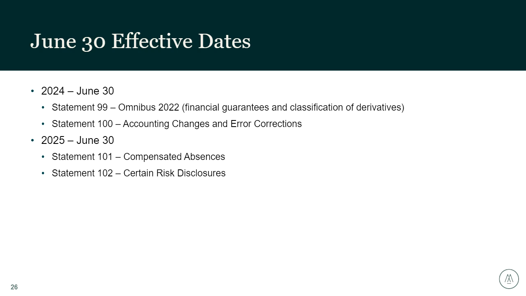Two significant statements will be effective June 30, 2025. Statement 101, compensated absences, that's kind of a big one. And then Statement 102, certain risk disclosures. We will be focusing on the statements effective in 2025, but we will briefly cover 99 and 100 as well. However, first, Kiva, please launch the next polling question.